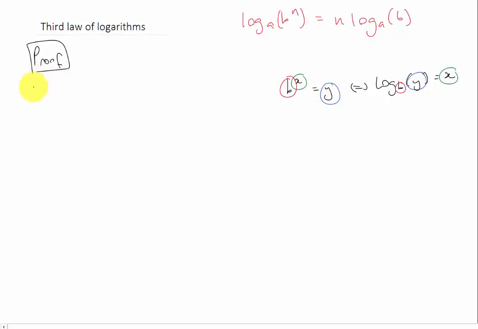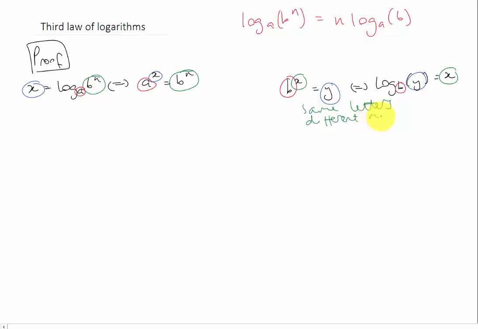Alright, so returning to this, if we say that x is equal to log in base a of b to the power n, that is the same as saying that a to the power x is equal to b to the power n. Okay, so here's our base, and this is the same as y in this equation. And this is the same as x in this equation. Again, these are the same letters with different meanings. Okay, so we can do that same conversion as before.